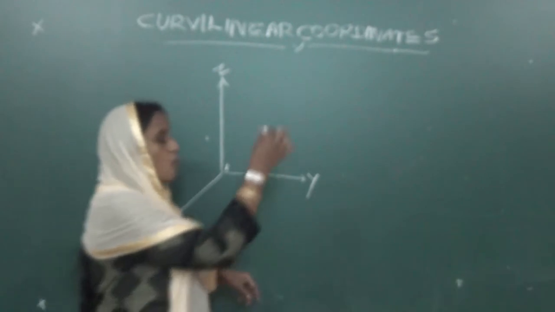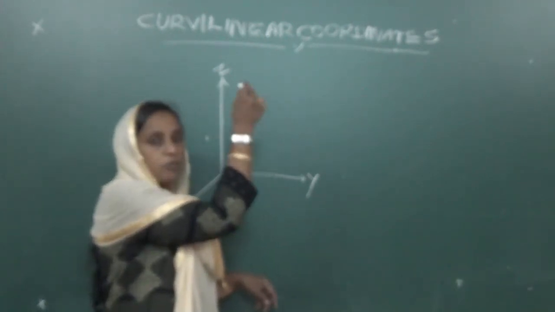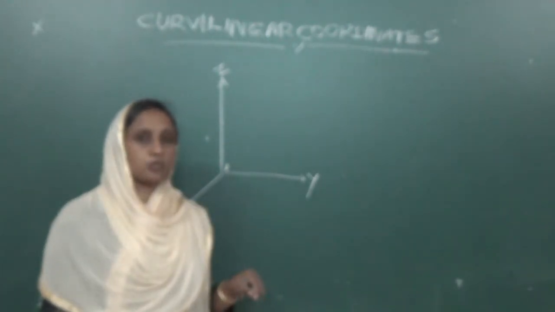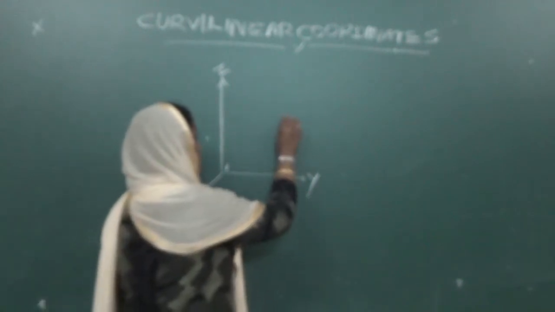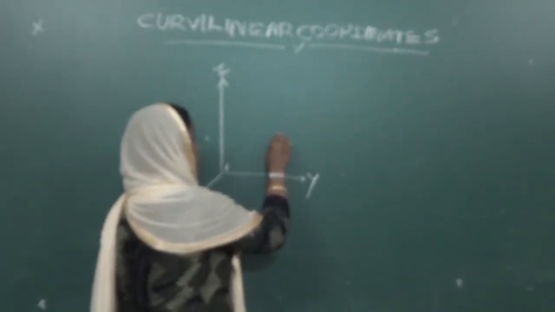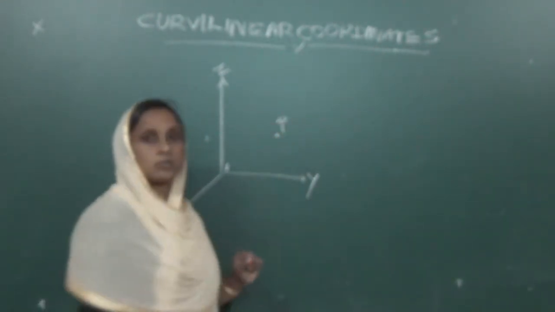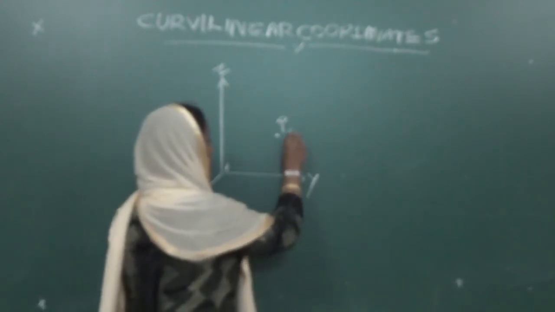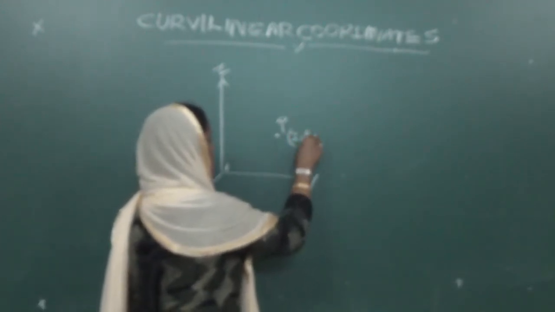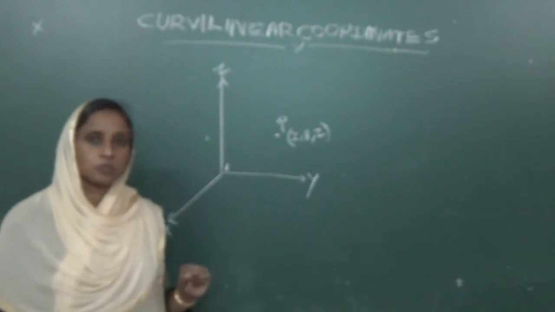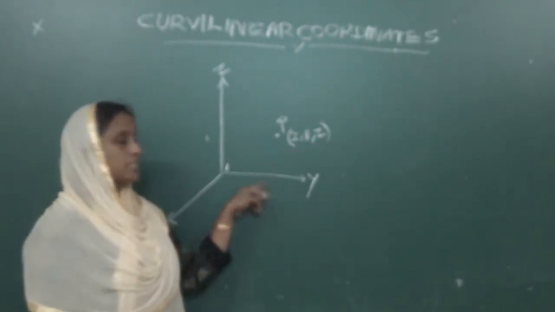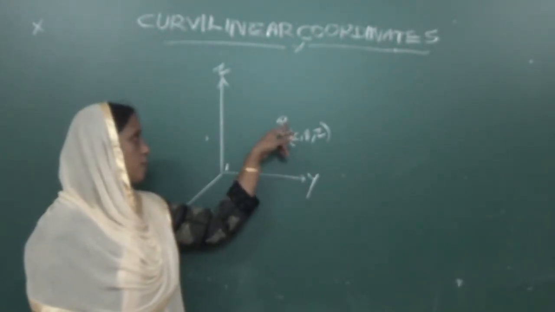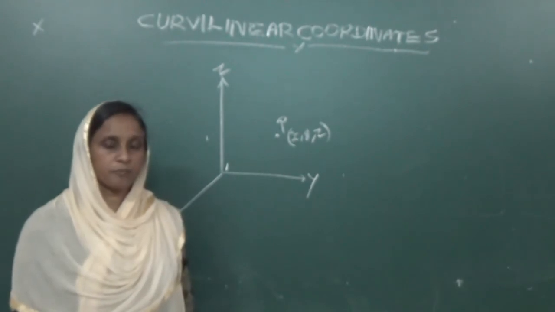Now, suppose there is a point P whose position we want to specify. Suppose this is the point P. P is given by x, y and z. Okay, x, y and z specify the point P in this space.